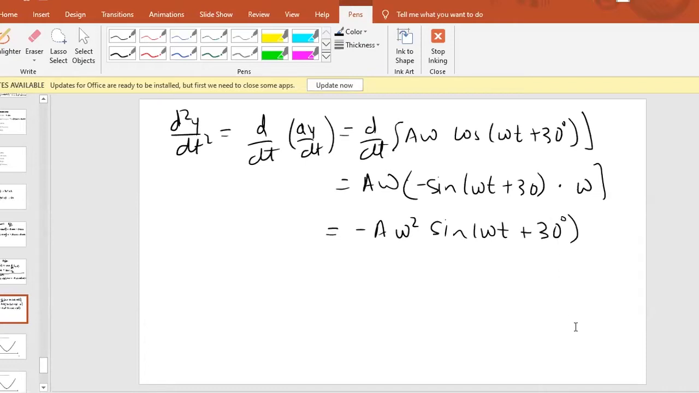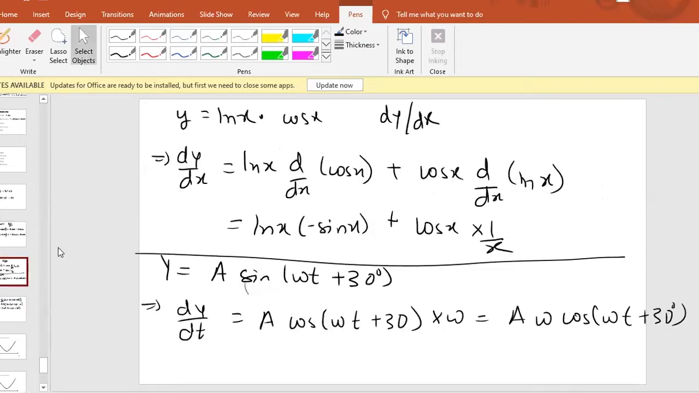So I think you all have got this answer: minus a omega square sine omega t plus 30 degree. For the third question, the answer is what? That is log x minus log x sine x plus cos x by x. That is the answer. Okay, fine.